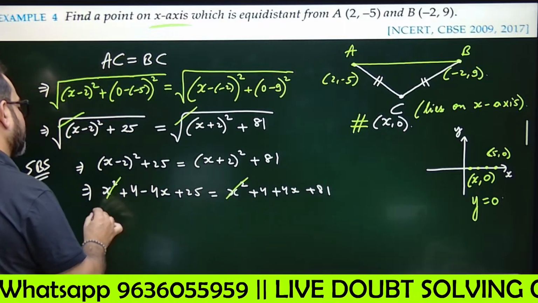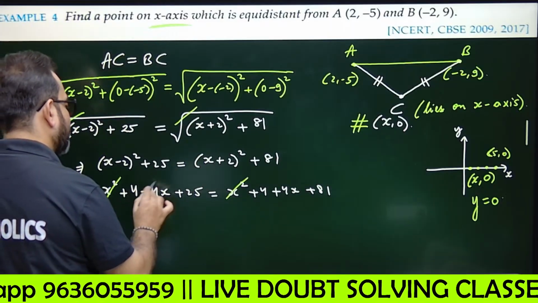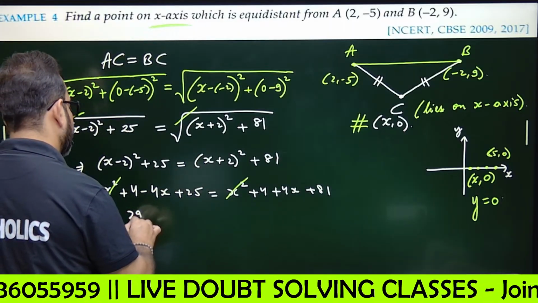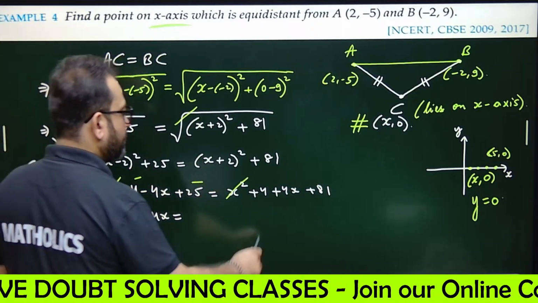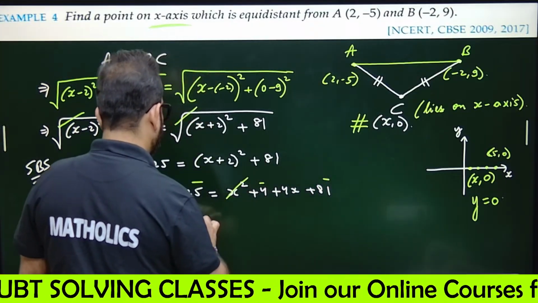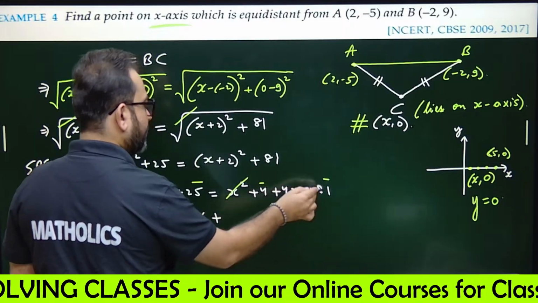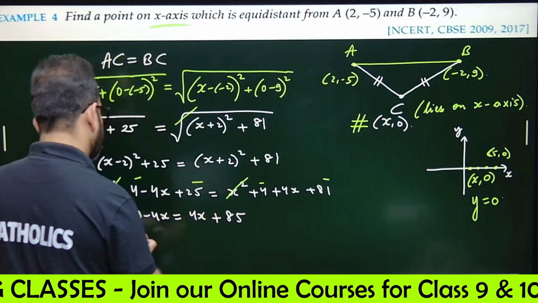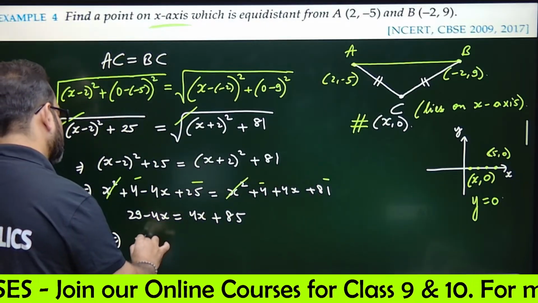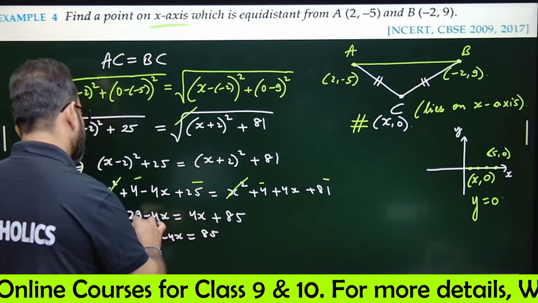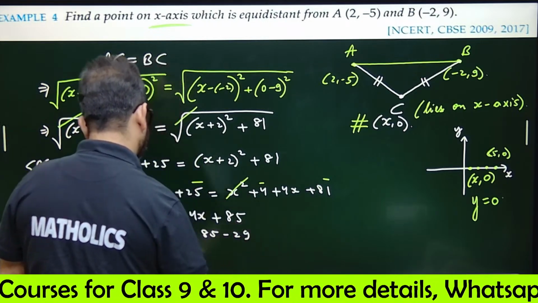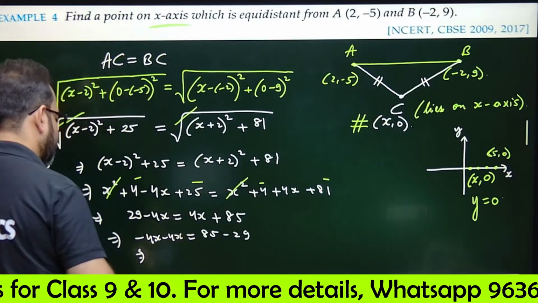x square gets cancelled. It is 4 and 25, 29, minus 4x equals, these are like terms, okay. Here these are like terms. So 4x, plus 4 and 81, 85. Right. So bring 4x here. So minus 4x and minus 4x equals 85, 29 goes there, minus 29. Okay. Sorted? Yes or no?